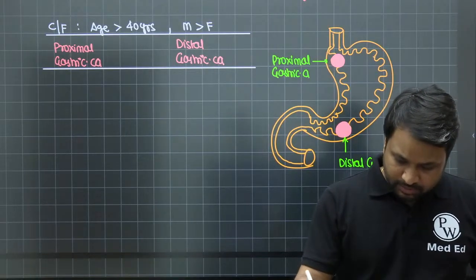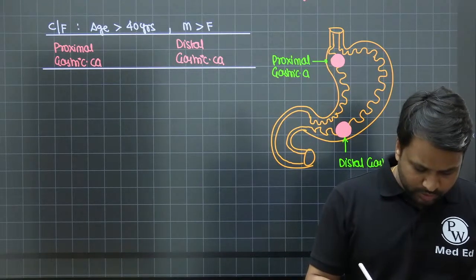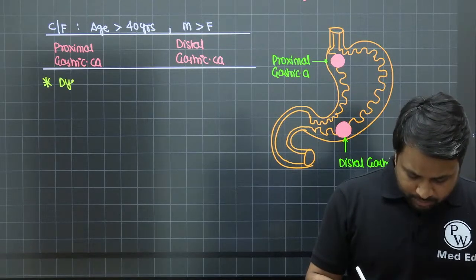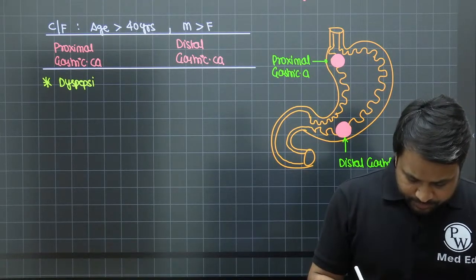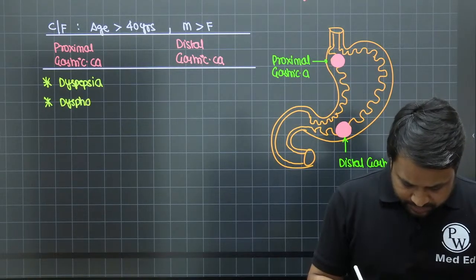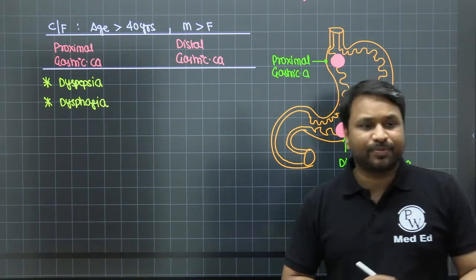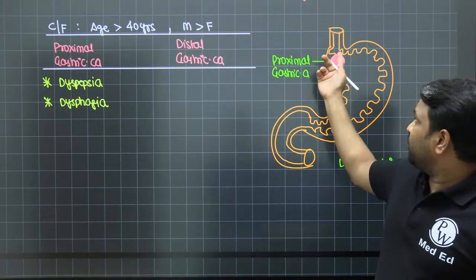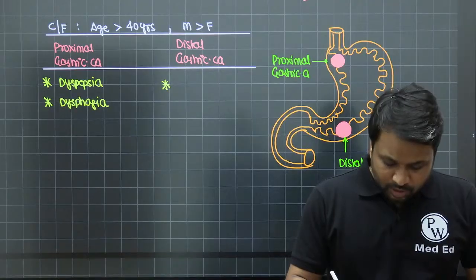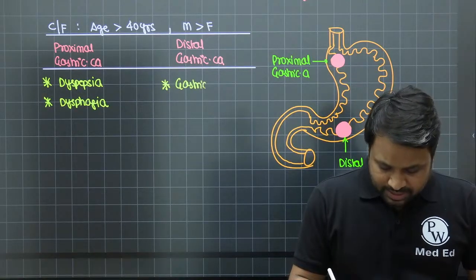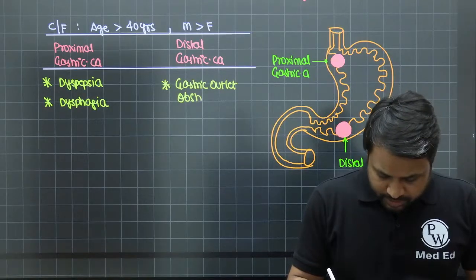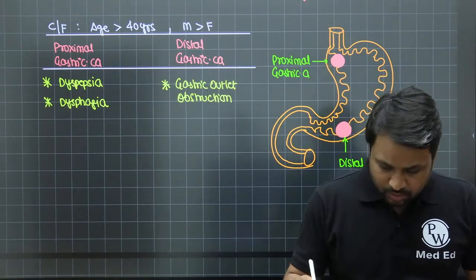Now, in a proximal gastric cancer, because it is going to block the inlet or start blocking, the patient will have dyspepsia. Along with dyspepsia, the patient can experience dysphagia as well, because obviously the inlet is getting blocked. Whereas when the outlet gets blocked, it can present as gastric outlet obstruction.